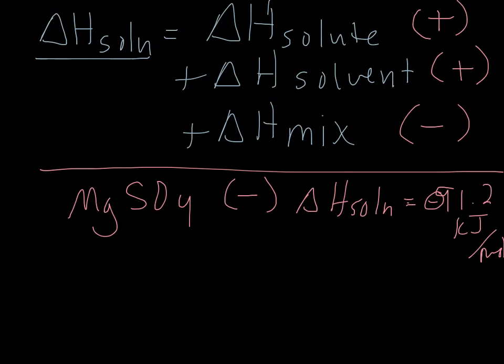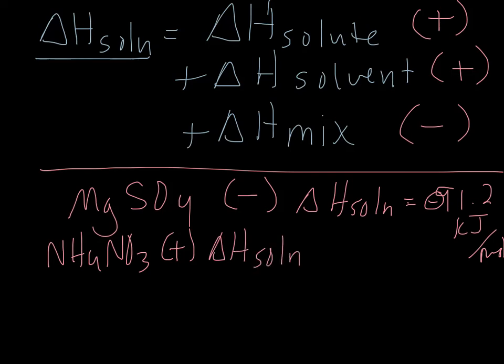And the opposite would be true for a substance like ammonium nitrate. The overall enthalpy of solution would be positive. So delta H of solution for ammonium nitrate would be around 26.4 kilojoules per mole. So this positive overall delta H of solution means that if I were to feel this container, it would be colder.